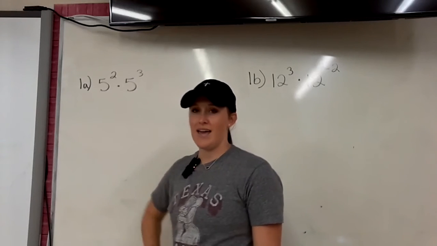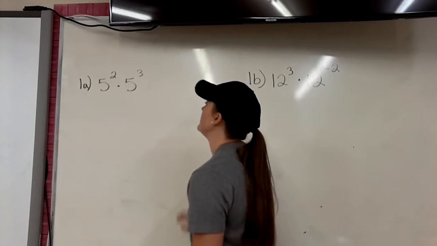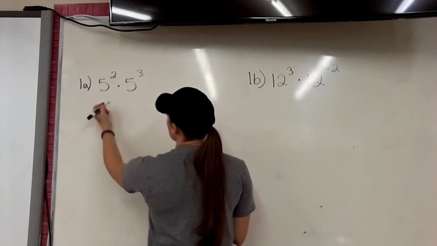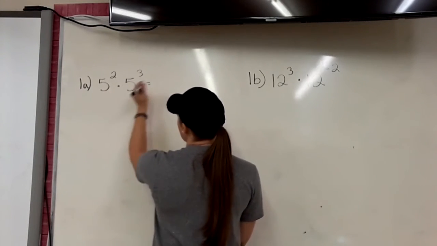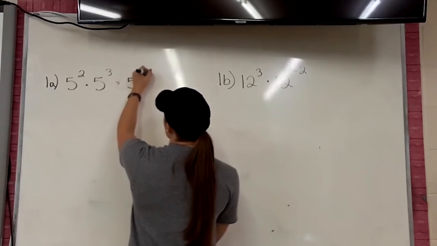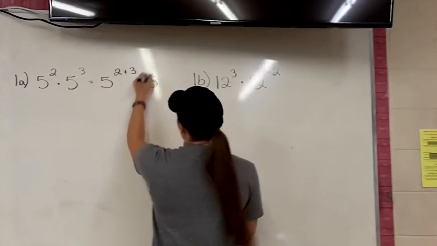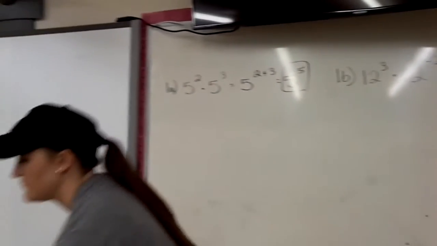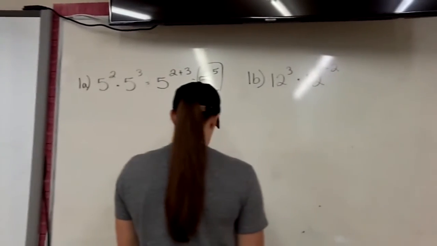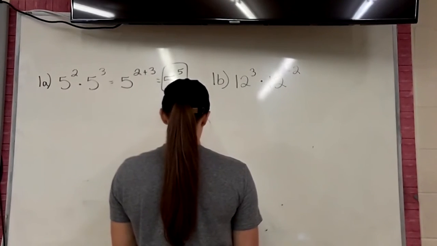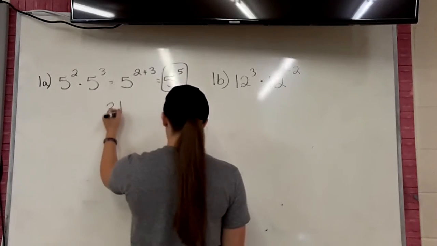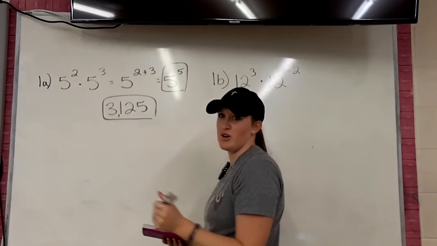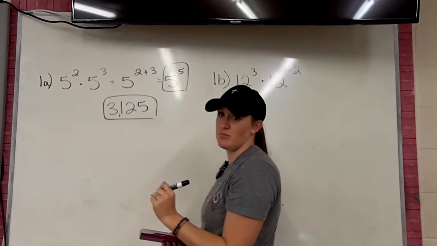On example 1a and 1b, we have 5 to the 2nd power times 5 to the 3rd power. Since it's the same base being multiplied, we add our exponents. So it's 5 to the 5th power. If we solve that, 5 to the 5th power, that's a big number, 3,125. I can't remember if it told you to solve it or not, but at least 5 to the 5th power is the main part of that.